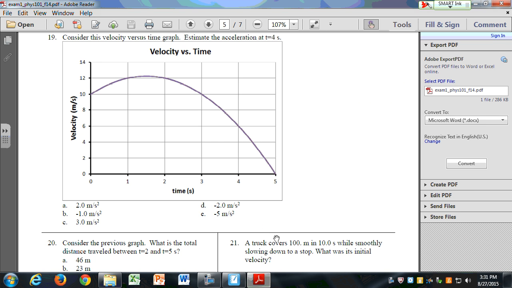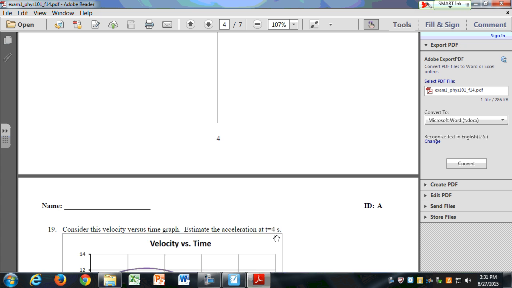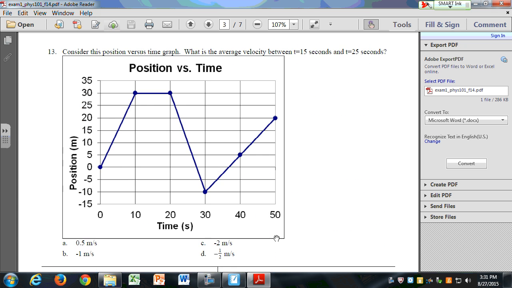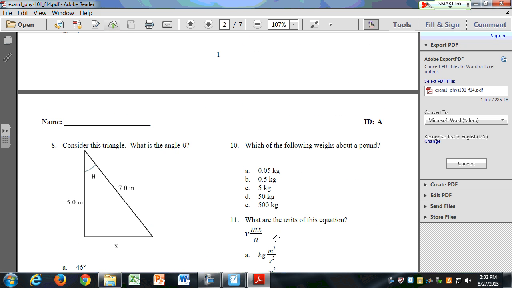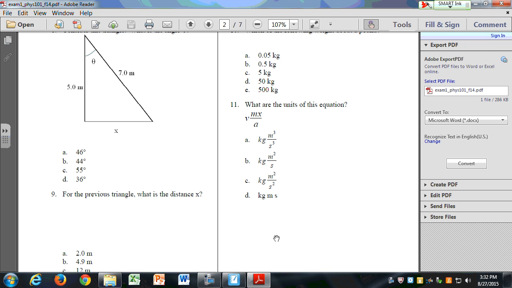Let me show you the way I do it. I think that way is superior. All right, I just think it's easy the way that I do it. All right, let's do this one.